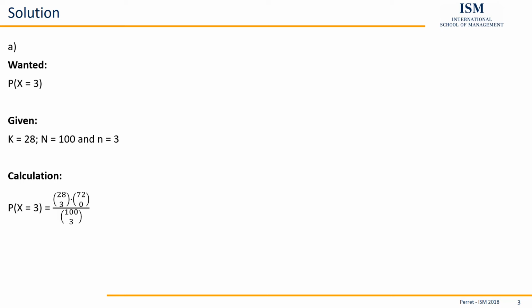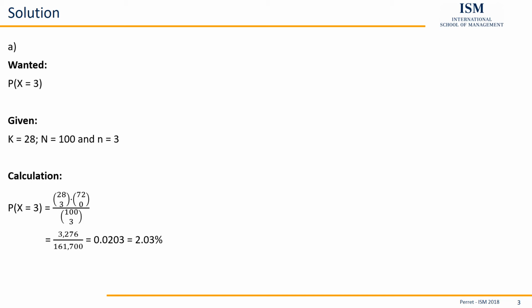We will have 72 non-rejects, and in our sample there should be 0, so 72 over 0. And in total, we have 100 shirts, and our sample size is 3, so we divide by 100 over 3. This then results in a probability of 2.03%, so there's a roughly 2% chance that all 3 of our shirts, which we selected randomly, will be rejects.